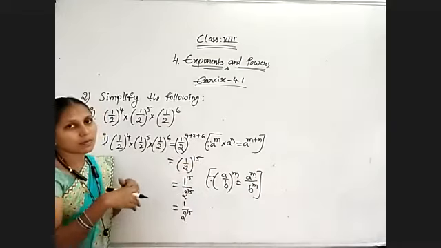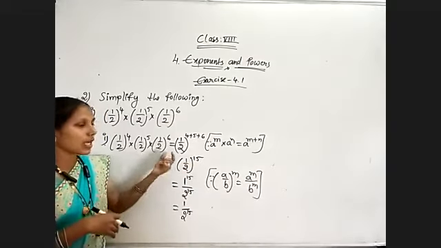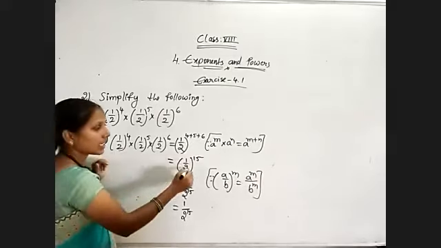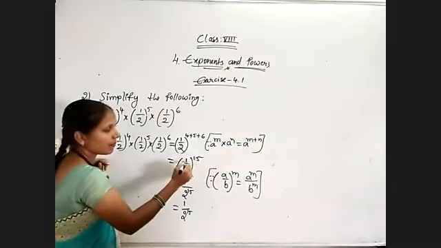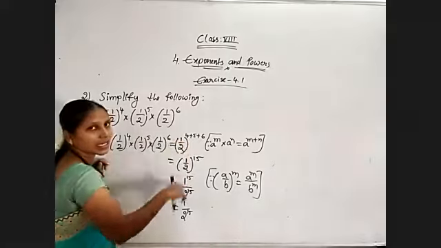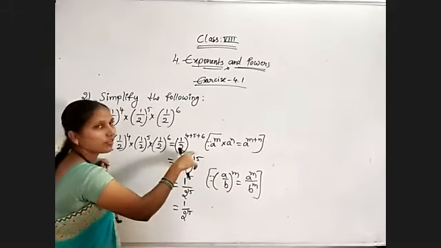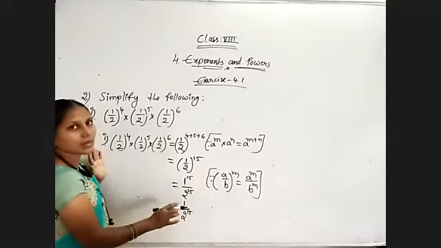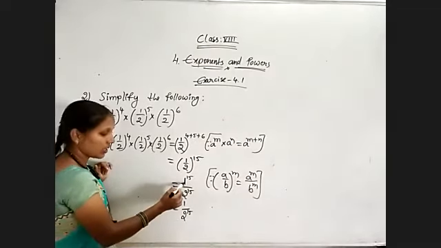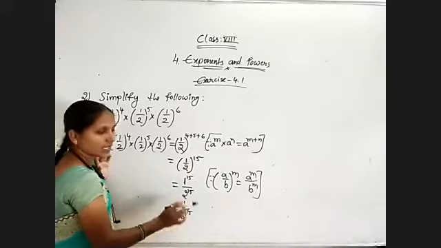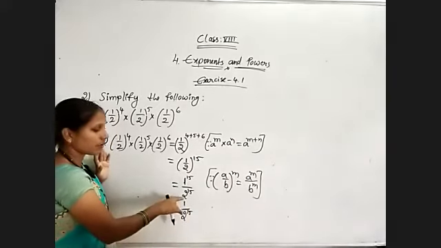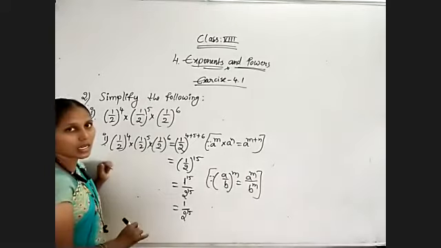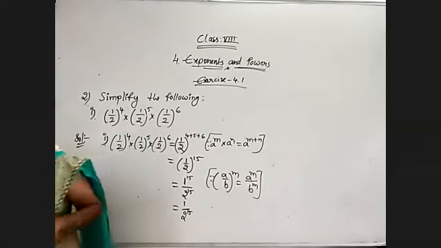1 by 2 is in p by q form, so (a by b) whole power n. When the same exponent is given combinedly, separate the terms, numerator separately and denominator separately. That is 1 to the power of 15 by 2 to the power of 15. 1 to the power of any number is 1. So it is 1 by 2 power 15, as it is. If you go for simplification, you will get a very large number, so no need to simplify that. Understand? Now coming to the second problem.